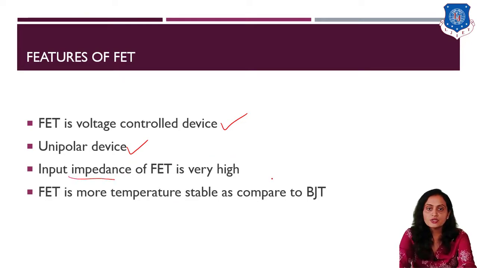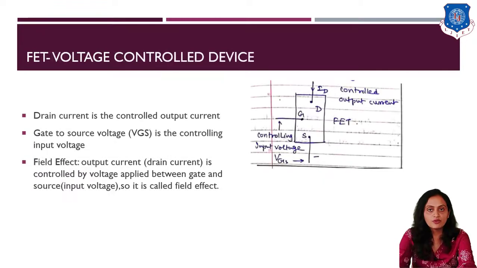Input impedance of FET, that is field effect transistor, is very high, which is a very important parameter, and FET is more temperature stable as compared to the BJT, that is bipolar junction transistor. So these are the features of FET.